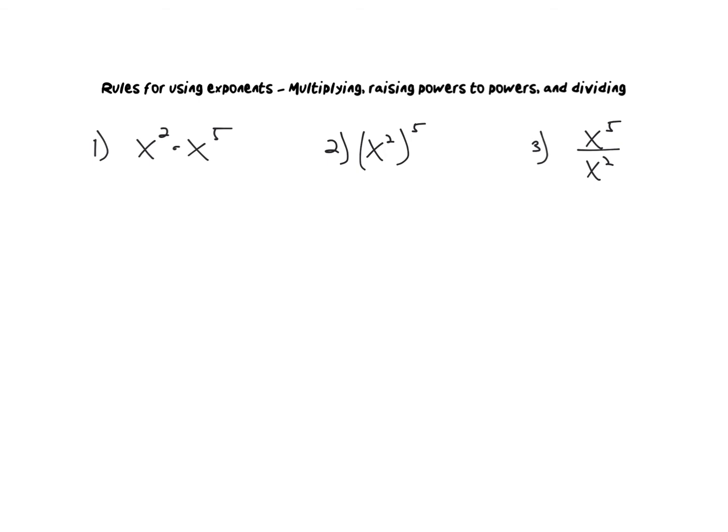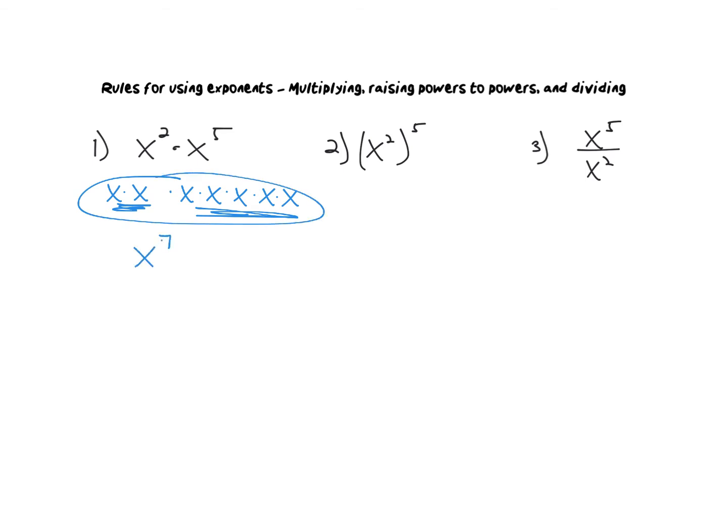Our first problem says x squared times x to the fifth, which really means x times x, which is the x squared, and x times x times x times x times x, which is x to the fifth, all multiplied together. So in all, if you multiply all of these, you know that that's x to the seventh power. A shorter way to think about that is to add your exponents. 2 plus 5 is 7, so you get x to the seventh.